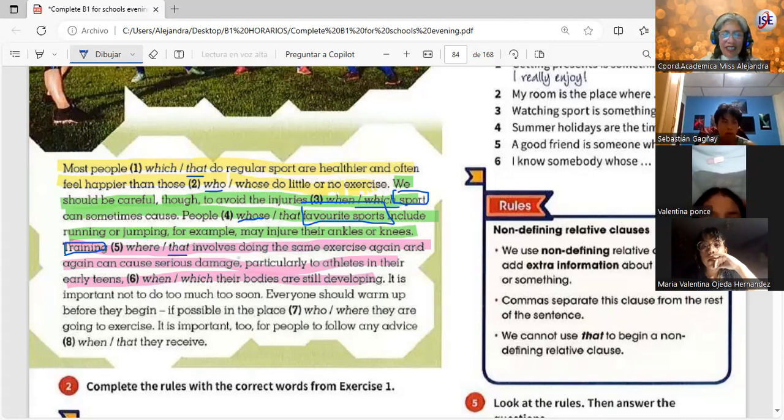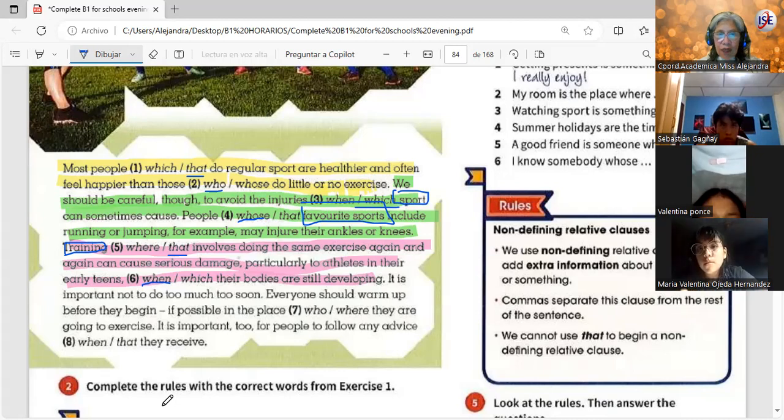Okay. So, when or which? Their bodies are still developing. Which? We are talking about years. Years is time. When. If it is time, when. When their bodies are still developing, it is important not to do too much too soon. Everyone should warm up before they begin.